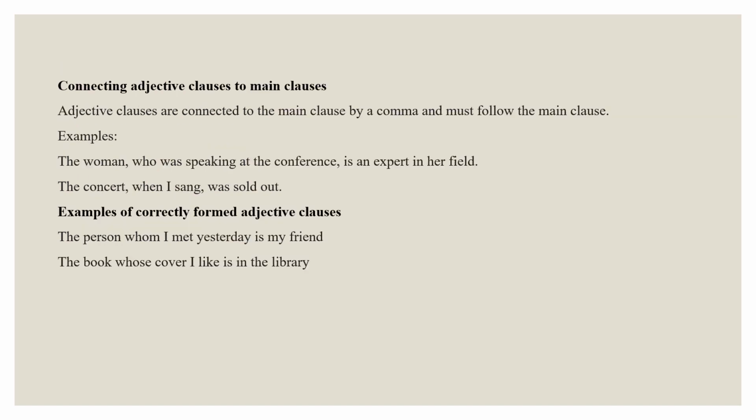Connecting adjective clauses to the main clause. Adjective clauses are connected to the main clause by a comma and must follow the main clause. Example: the woman who was speaking at the conference is an expert in her field. The concert when I sang was sold out.